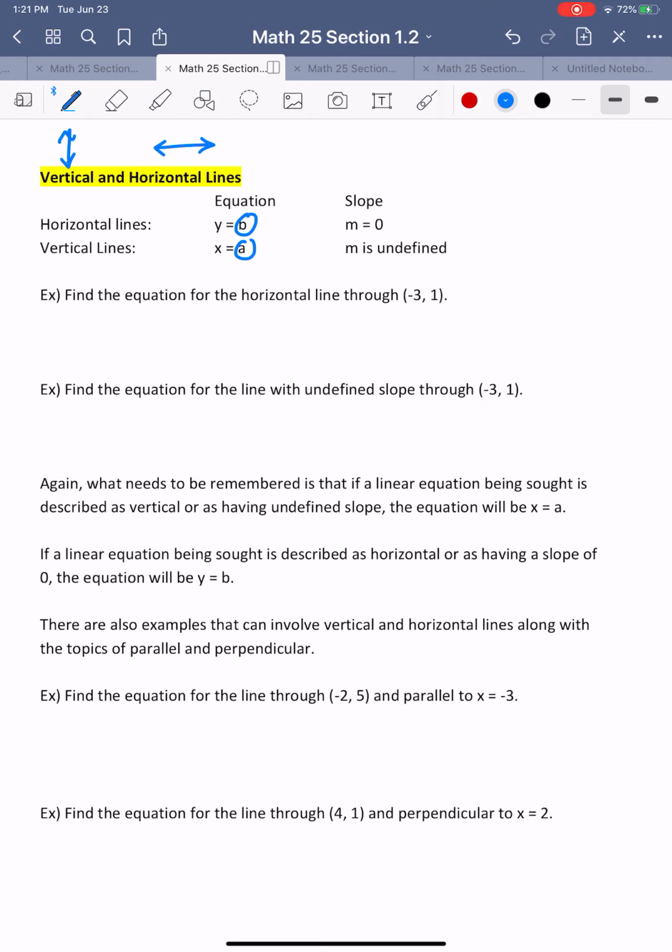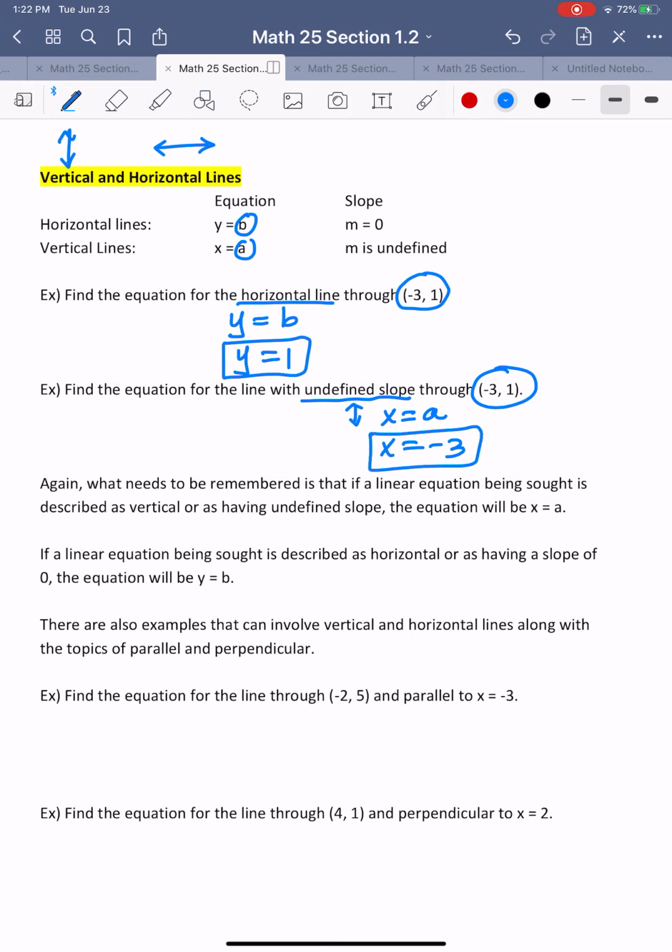So find the equation of the horizontal line through that point. So a horizontal line is always y equals b. And then you just need to, from the ordered pair, find the y. What is the y? y is the b, 1, isn't it? So this is it. For the second problem, find the equation of the line with the undefined slope. So undefined slope means it has to be vertical, right? Which means x equals a, which is the x value in the ordered pair? It's negative 3.